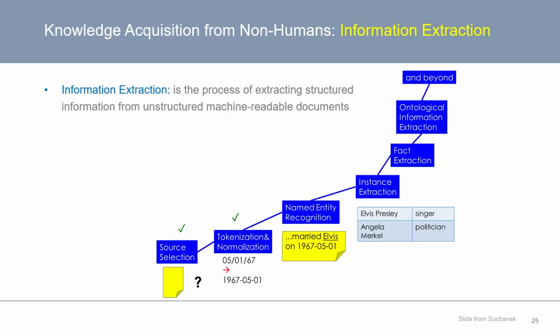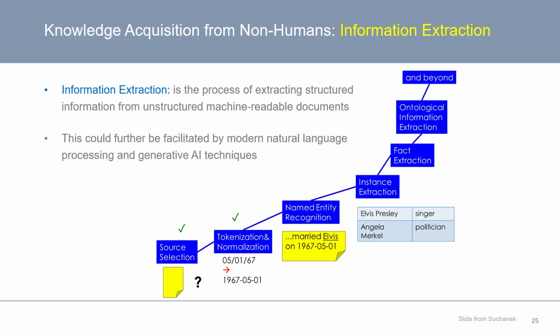If knowledge is to be acquired from other sources like databases, datasets, or the web, we might need to go about information extraction. This is the process of extracting structured information from unstructured, machine-readable documents. For example, we have an illustration starting with a selected source, and information extraction could include tokenization and normalization, named entity recognition, instance extraction, fact extraction, ontological information extraction, and many other possibilities. Of note, the process of information extraction could also be further facilitated by modern natural language processing and generative AI techniques.